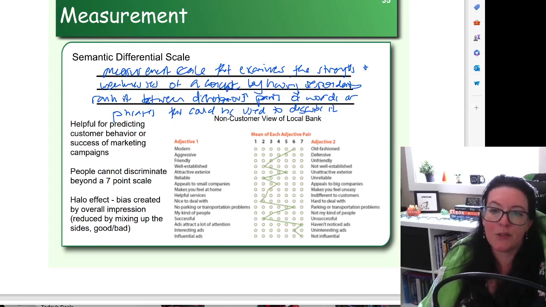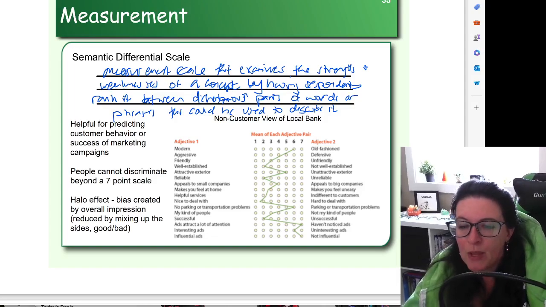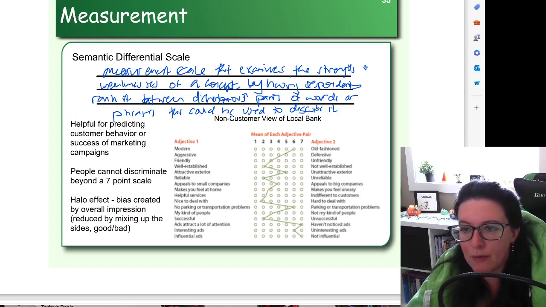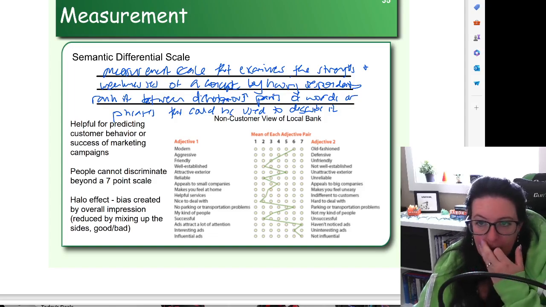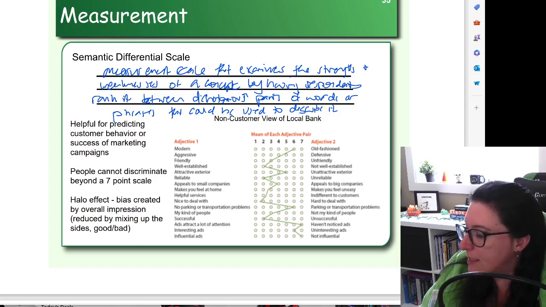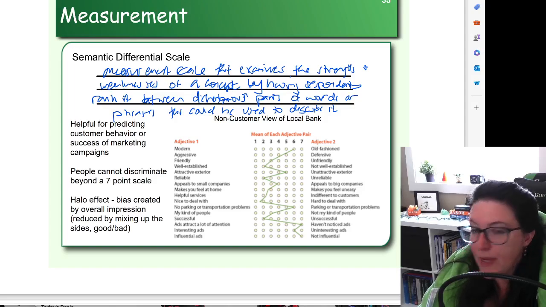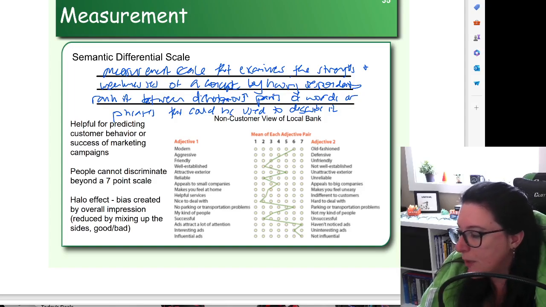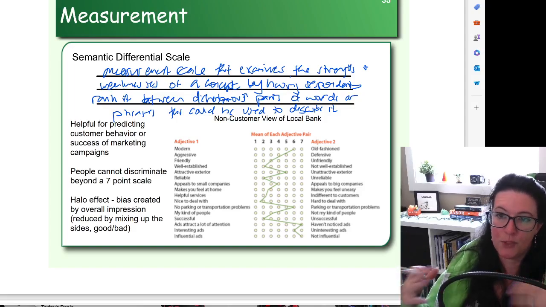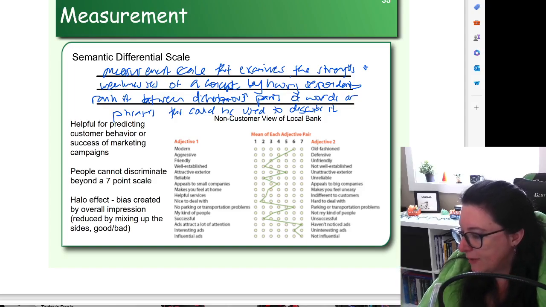So this can be useful for predicting customer behavior or the success of marketing campaigns. When you are building your semantic differential scale, never more than 7 points on your scale. So notice this looks very much like the itemized rating scale. Make it a 5 or 7 point scale. And the way the semantic differential scale works is that we have the same kind of scale, 1 to 5, 1 to 7, and then it's just a list of characteristics, words, or phrases where the opposite of that is what's on the other end. So, for example, we are trying to describe the local bank, and one extreme is modern, the other is old-fashioned. So you can see dichotomous, so two options, the opposite of them. Aggressive, defensive, friendly, unfriendly, well-established, not well-established, attractive exterior, unattractive exterior, reliable, unreliable, and so on.